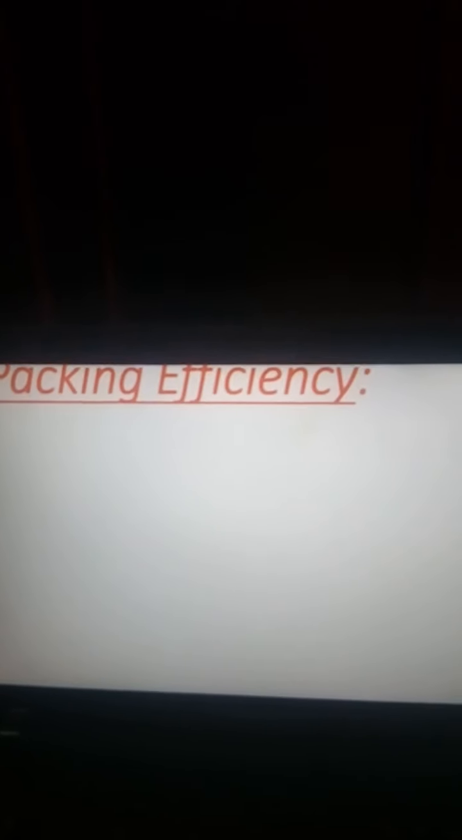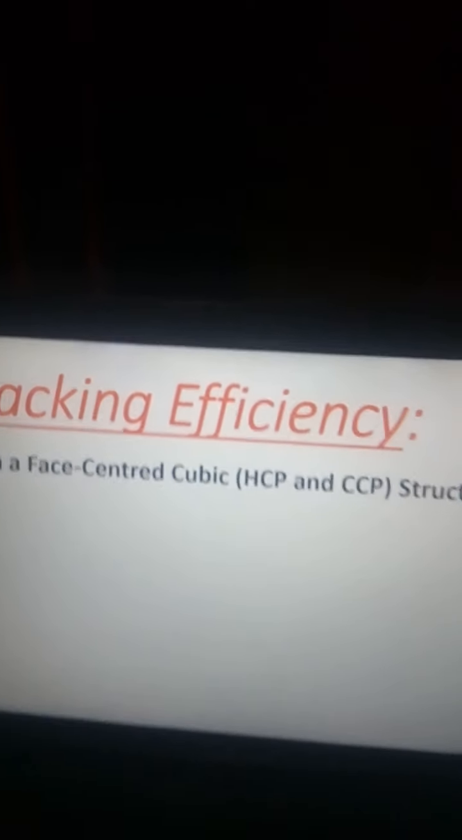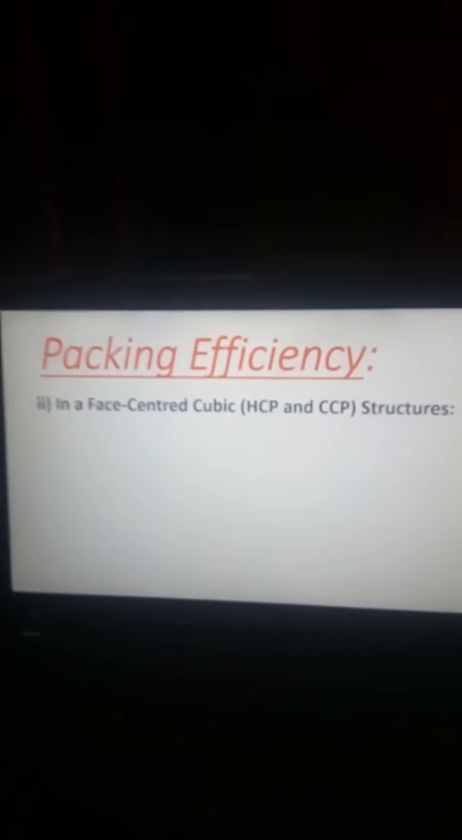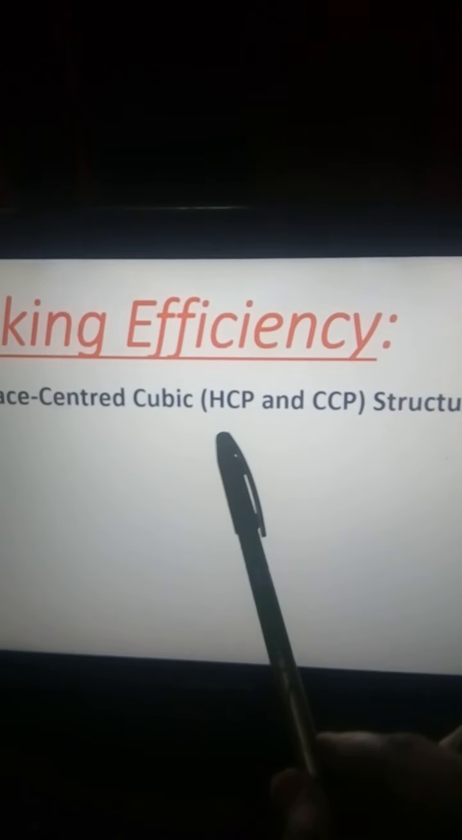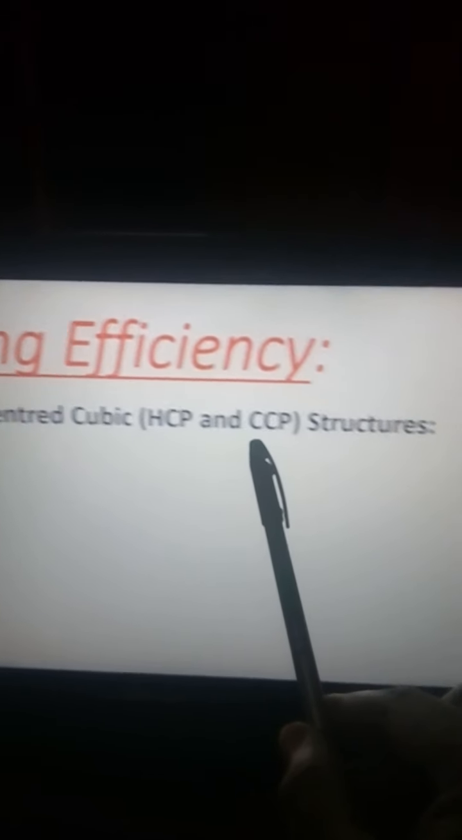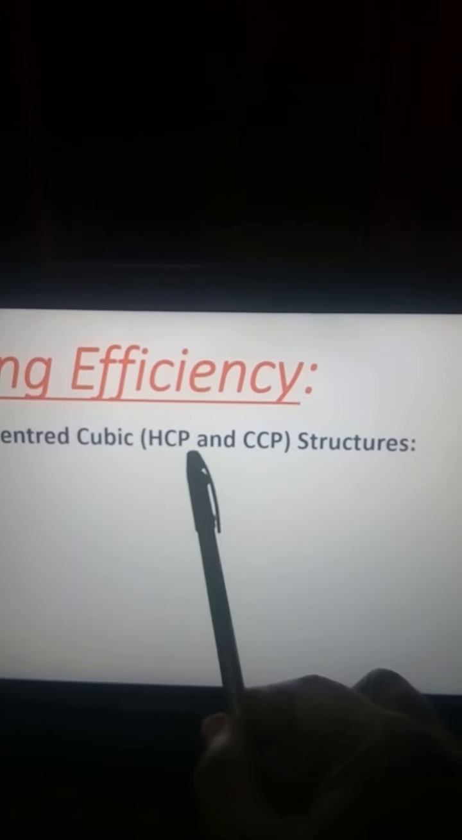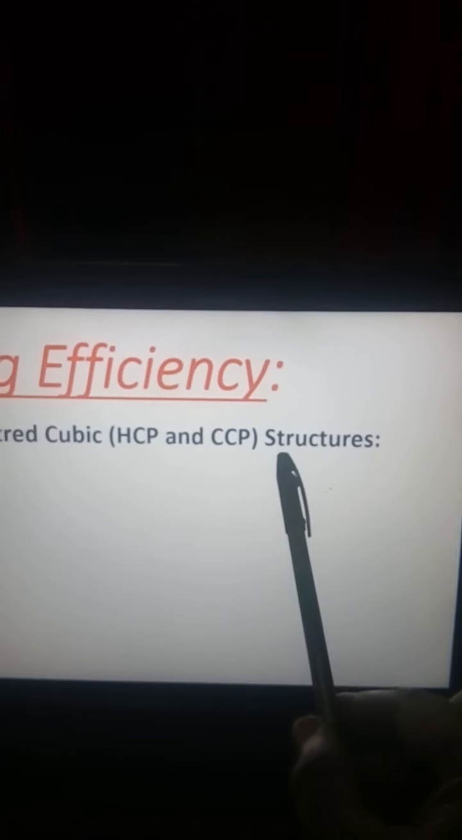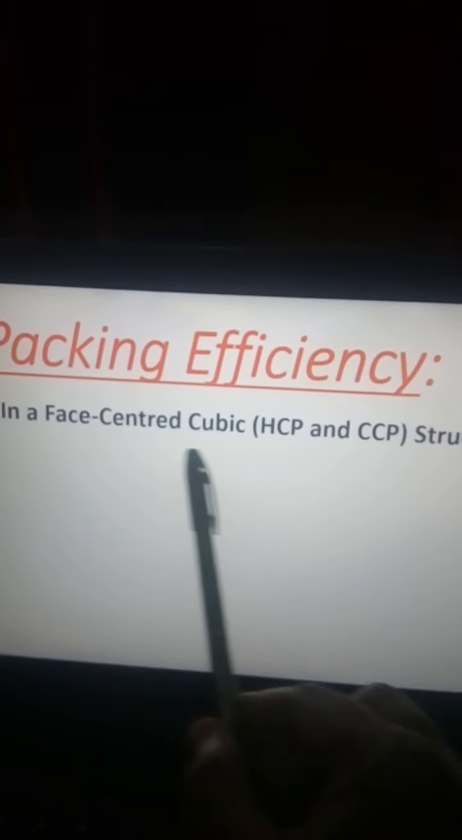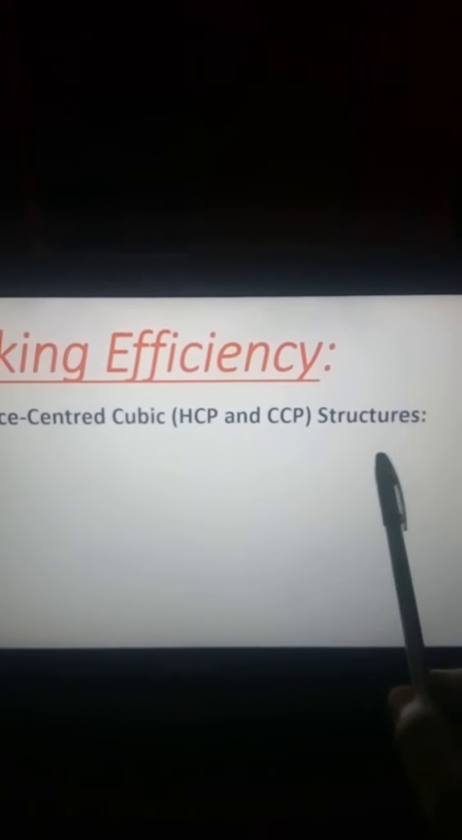So we will see the packing efficiency in a face centered cubic structure. Here you see again the two words. One is the HCP, meaning hexagonal close packing, and another is the CCP, cubic close packing. Actually in a hexagonal close packing or a cubic close packing structure, the unit cell is the face centered unit cell. So that's why we can also call it a face centered cubic structure.